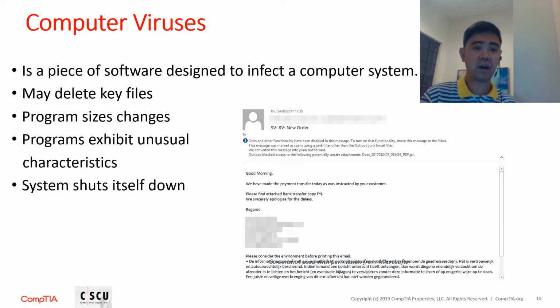A virus is a piece of software designed to infect a computer system. The programs on your system start to load more slowly. This happens because the virus is spreading to other files in your system or is taking over the system's resources. There are viruses where an unusual file appears on your hard drive, or files start to disappear from your system. There are many viruses that will delete key files in your system to make your system inoperable. There are viruses where the program size changes from the installed version. This occurs because the virus is attaching itself to these programs on your disk.